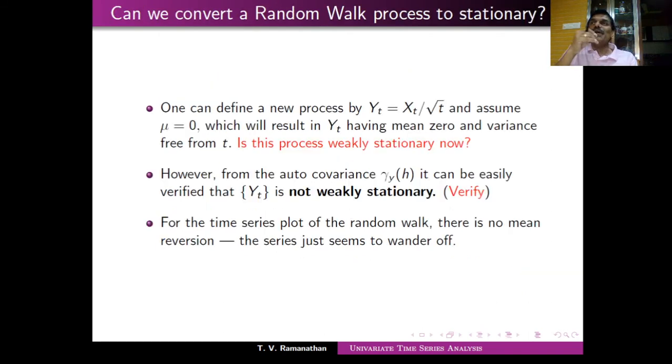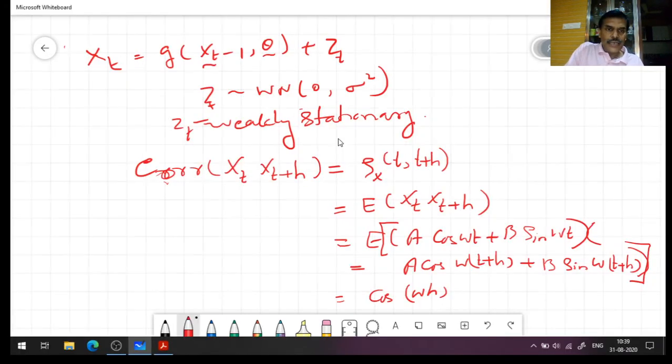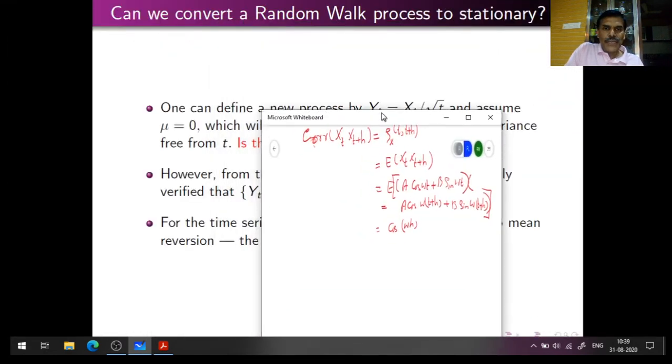But then don't jump to the conclusion that it is weakly stationary, because the mean and variance are okay, but what about the covariance? Is the covariance a function of the time difference? When you actually compute the covariance, you should get something like this.